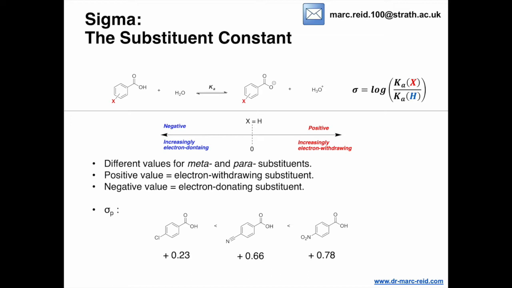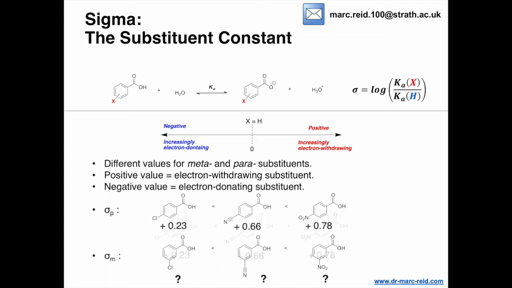Here, para-nitro is more positive in value than either of the other substituents. We infer in this case that para-nitro is the most electron withdrawing of the three substituents considered. We mentioned earlier that meta and para substituents will have different sigma values. Here's a question that can help us understand this. So, relative to the para substituents for each of the three benzoic acids shown, what do you think the values of the meta substituent should be here? Pause the video again if you want to give this question a go.